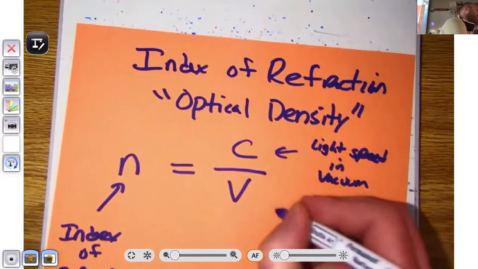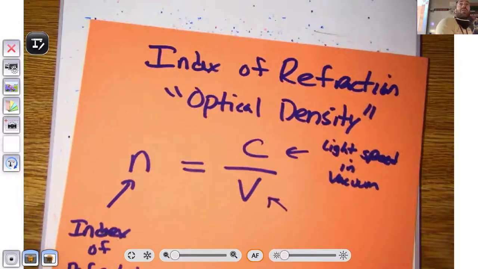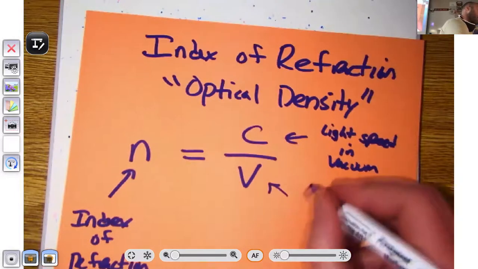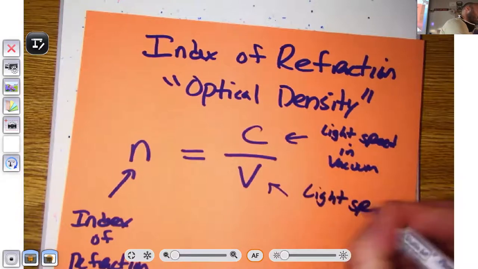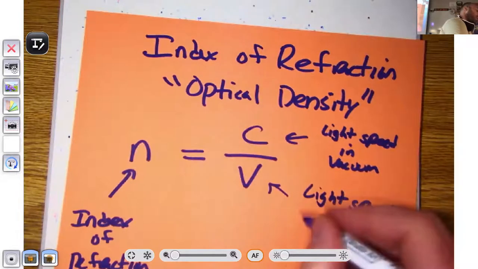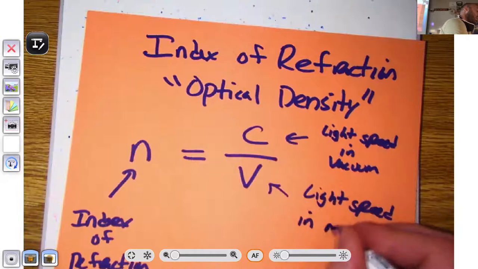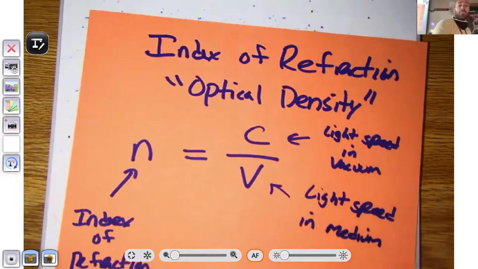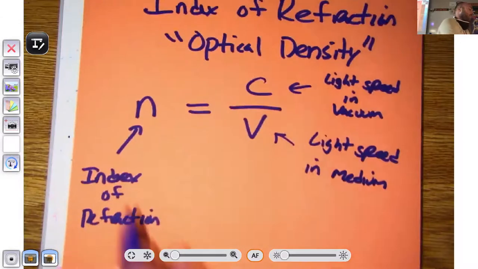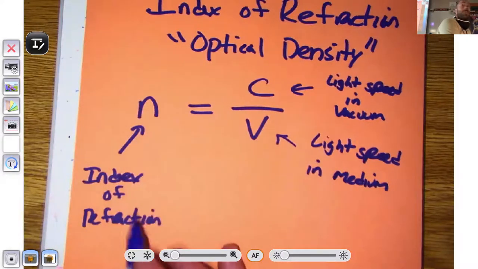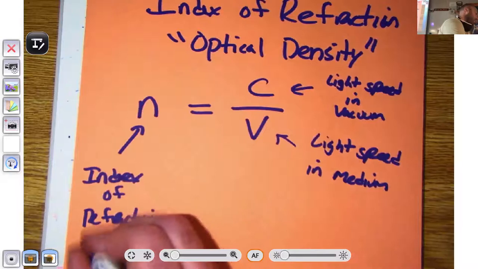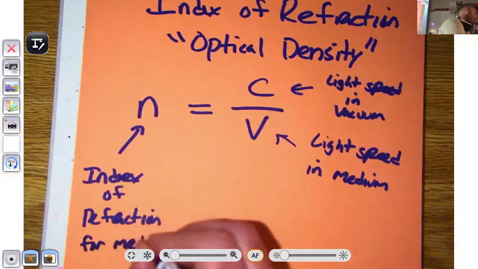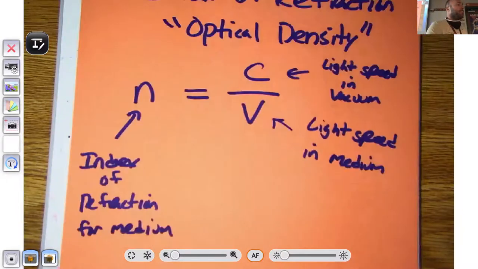Good. In your equation here, this velocity v is your light speed in whatever medium that you are traveling through. Now, let me get a little bit more specific. This value of n represents your index of refraction for the medium through which your light wave is traveling.